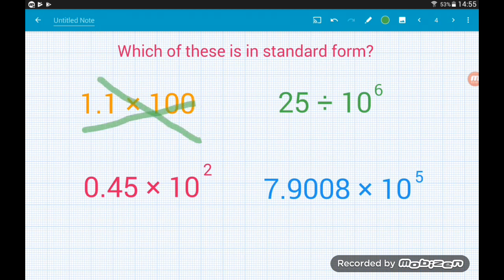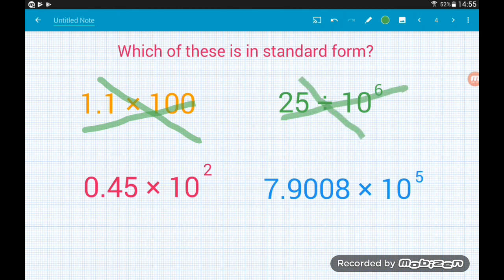What about this next one? 25 divided by 10 to the power of 6. Here we're breaking quite a few rules. 25, well, that's not a single digit before a decimal point. We don't even have a decimal point in here, so that's a problem straight away. And we're also dividing. We're always multiplying with standard form, so that one is also a definite no-no.